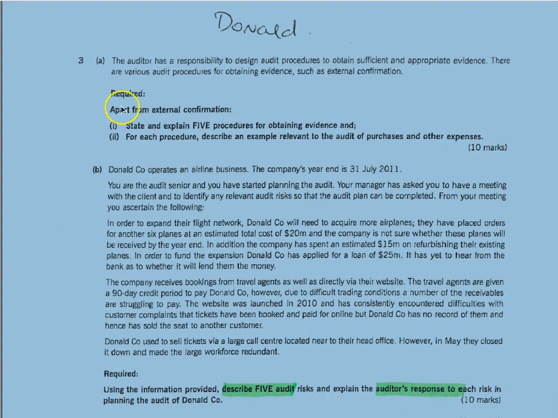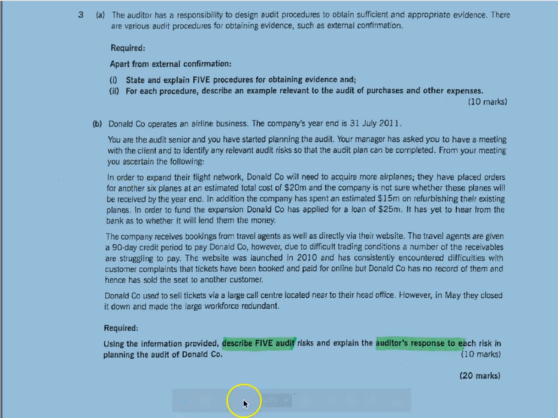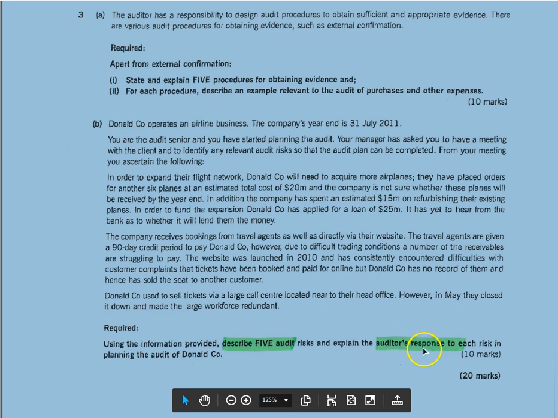How you doing? We looked at risk questions in class and we're just looking at these risk questions again. Here was the first one, Donald Company. I just said describe 5 audit risks. We haven't really done enough to start looking at auditor response.